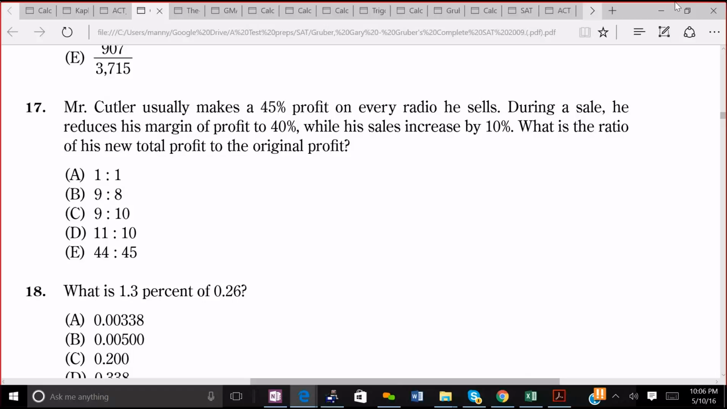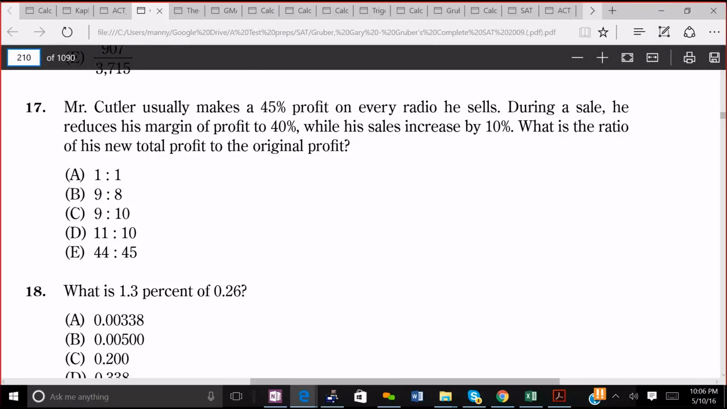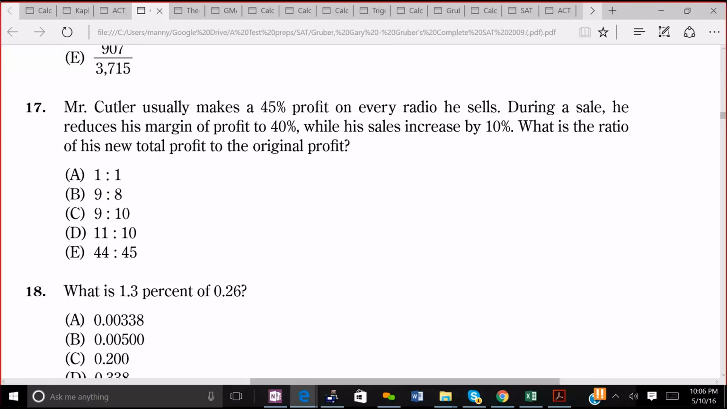What do I do with that? Well, the price used to go up 45%. Now it goes up 40%. The radio sale, because of the lower price, has gone up 10%. So it would be 100 times 1.4. Oh wait, not quite. I'm not sure.